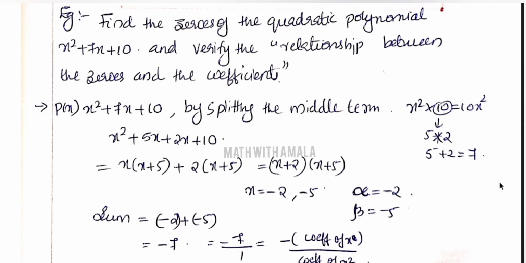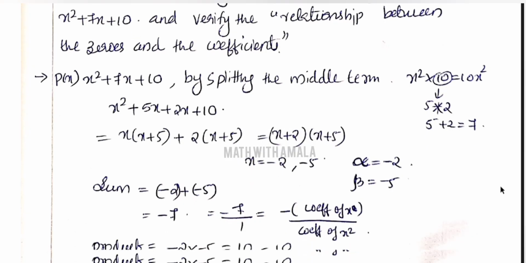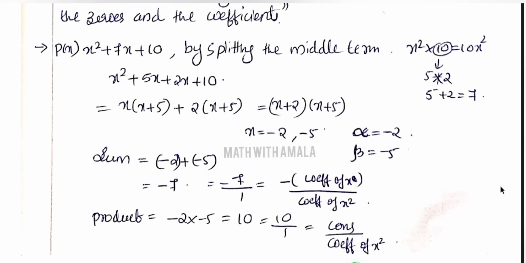Now let's take the first two terms, where x is common in both. You can write x into x plus 5 plus, then in the next 2 is common, 2 into x plus 5, which is equal to x plus 2 into x plus 5. Now x plus 5 is common in both the terms. You can take it outside and you can write x plus 2. So x plus 2 into x plus 5. Now we can equate it with 0 in order to get the zeros. Then x equal to minus 2 and minus 5, which means the alpha value is minus 2 and the beta value is minus 5.